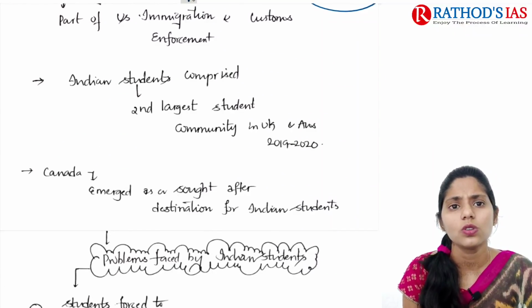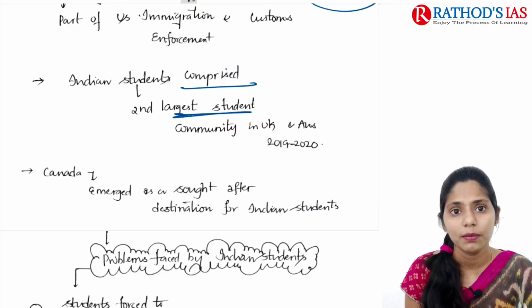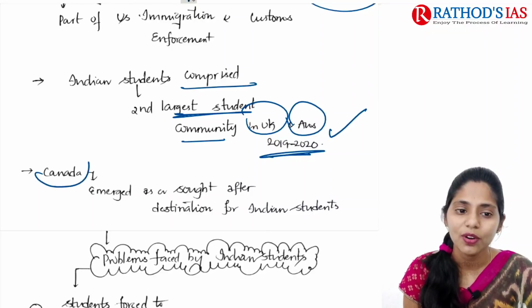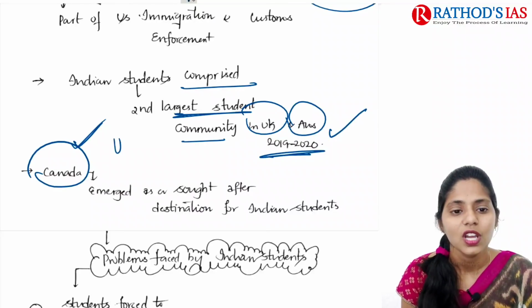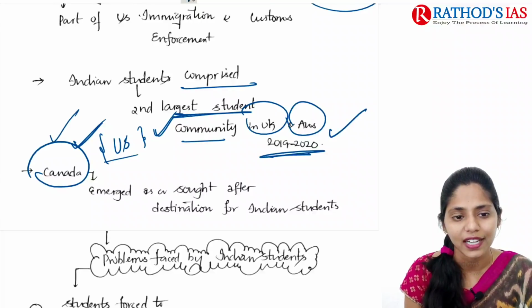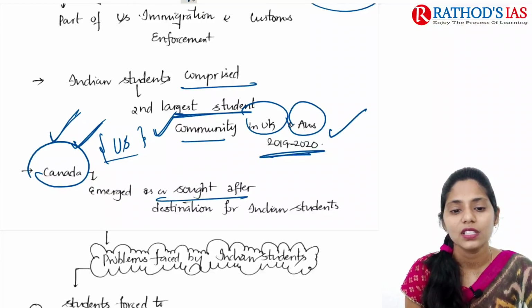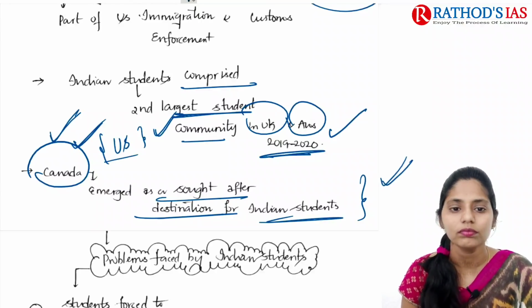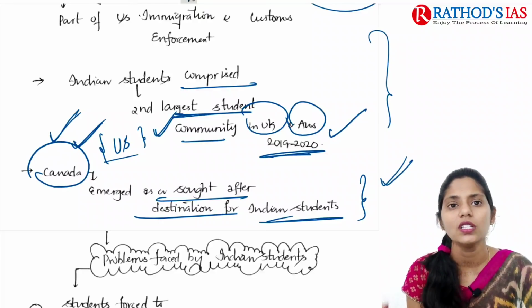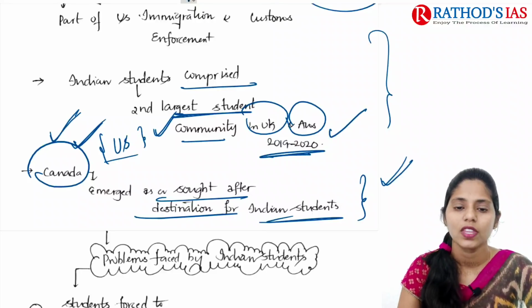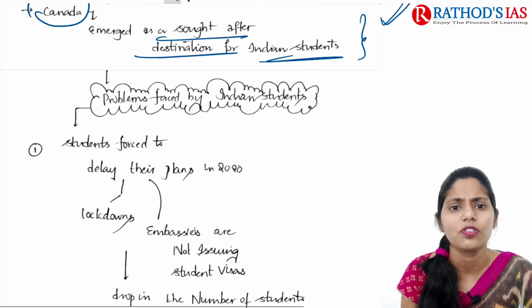And if you see, Indian students also comprised the second largest student community in the UK and Australia between 2019 and 2020. And if you're talking about Canada, why did Canada come into the picture? Because the US came up with some changes in immigration policy for students, regarding visas. Because of this, Indian students are mainly attracted towards Canada. So Canada emerged as a sought-after destination for Indian students after some stricter laws came up in the USA. Okay, so this is the data about Indian students who are present in other countries like the UK, Australia, Canada and the USA. So now let us try to address what are the problems faced by the students.